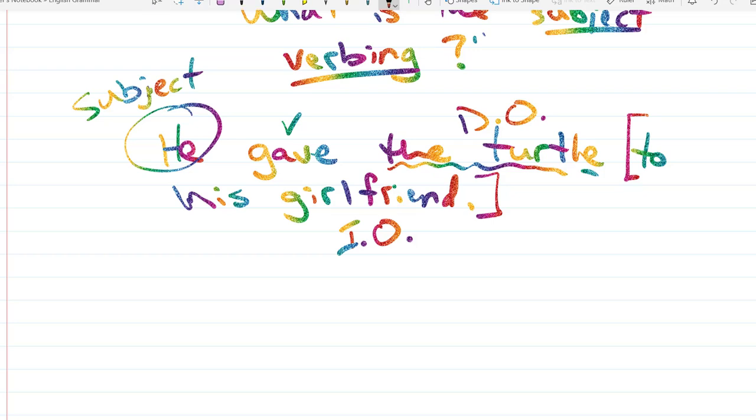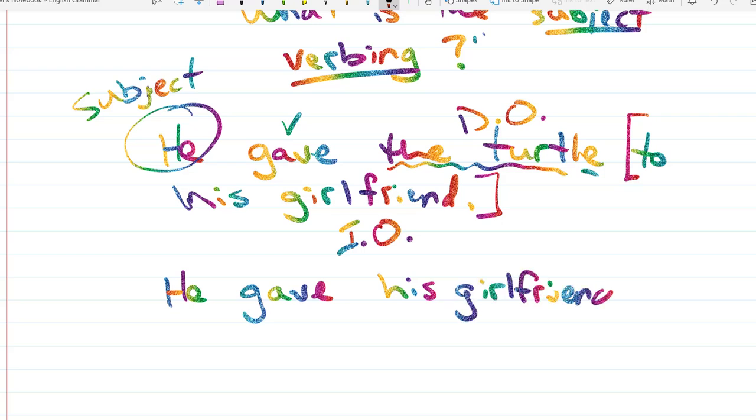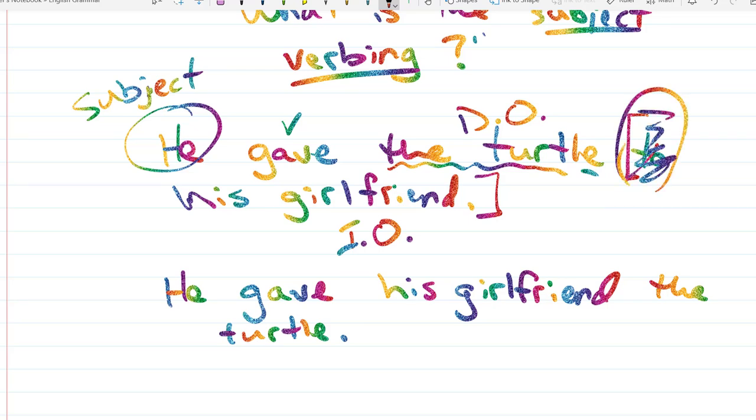Another way that we can phrase this sentence, and it still works out the same way, just English, we could say, he gave his girlfriend the turtle, right? And we sort of get rid of the "to" that we had in the other sentence. So he gave his girlfriend the turtle. Well, he's still our subject, and he gave. You still ask the question of, who or what is the subject verbing? What is he giving, right? And you wouldn't say he's giving his girlfriend, right?